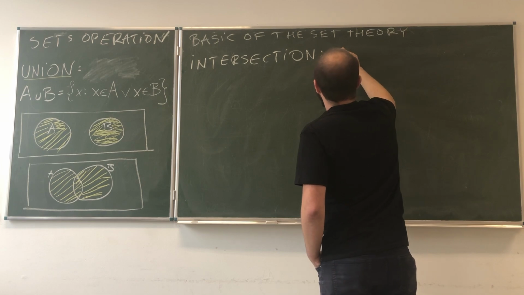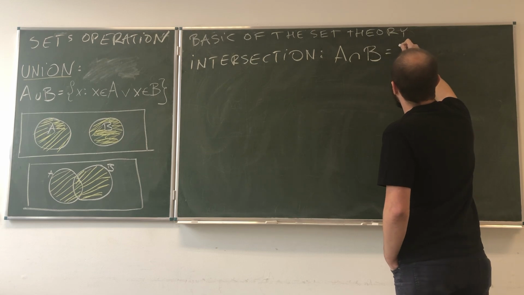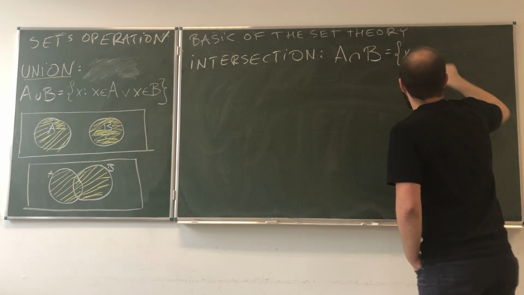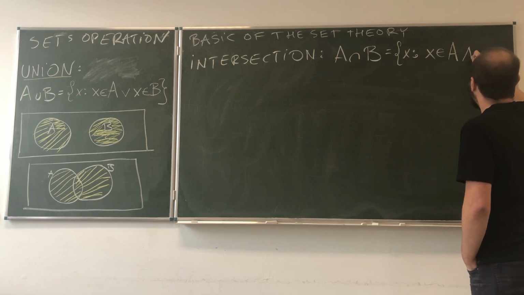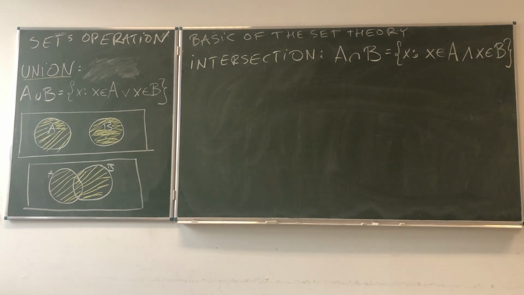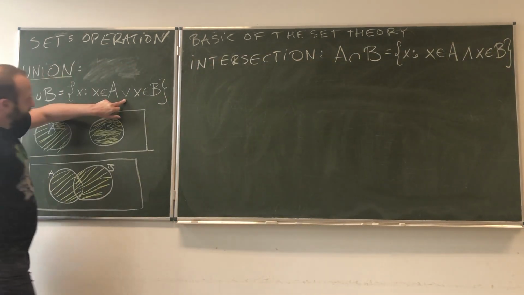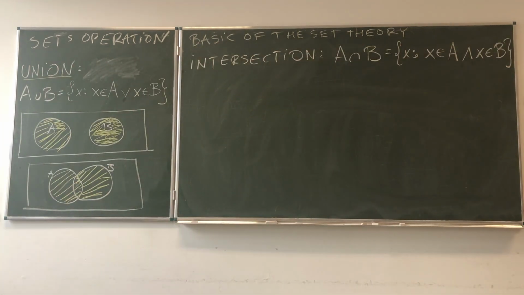Intersection, and we write it as A intersection B, and those are such x's that x is an element of A and x is an element of B. Look, what is the difference between those two? We see that here we've got or, here we've got and. And means that those two requirements need to be fulfilled at the same time.